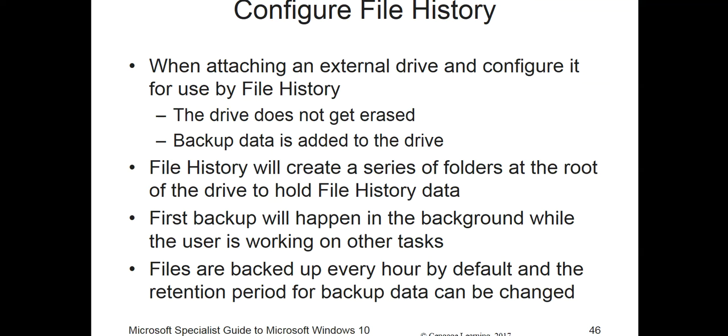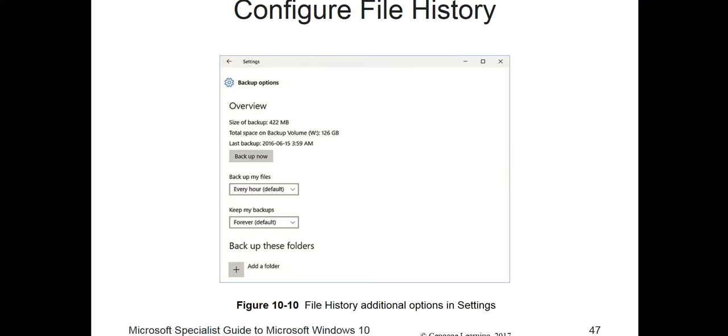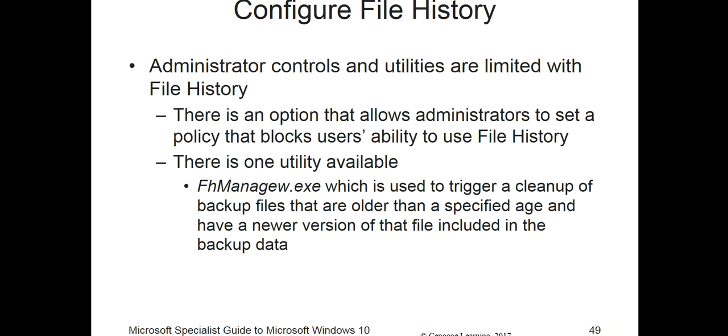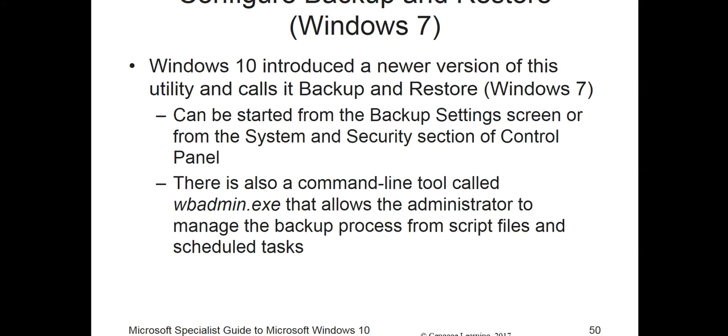We configure File History. Now, when you're attaching an external drive and configure it for use by File History, the drive doesn't get erased. Backup data is added to the drive. Here's our connection to that, where we're going to back it up and how. Go step by step right through it. Now, we can configure File History. There are administrator controls and utilities. They're limited with File History.